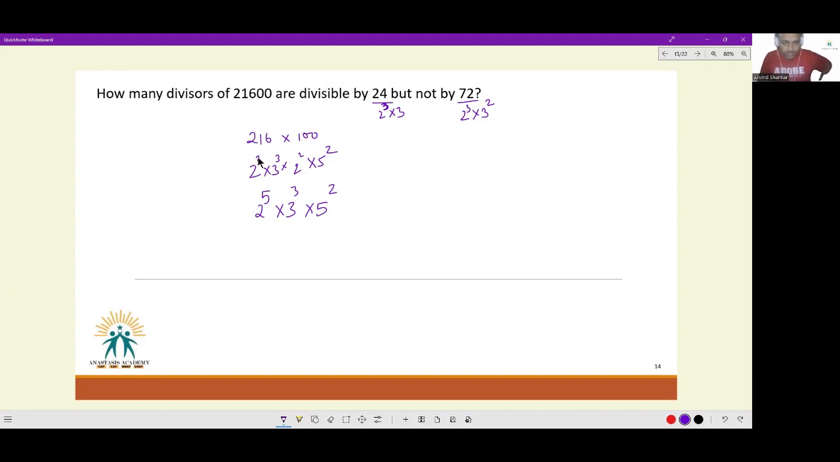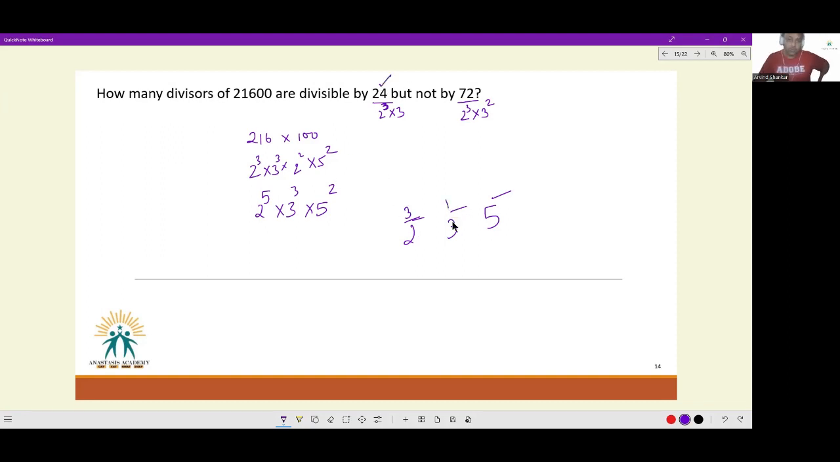Okay. When I'm creating a factor of this number, it will have some power of 2, some power of 3, and some power of 5. I need at least 3 powers of 2. Only then will it be divisible by 24.